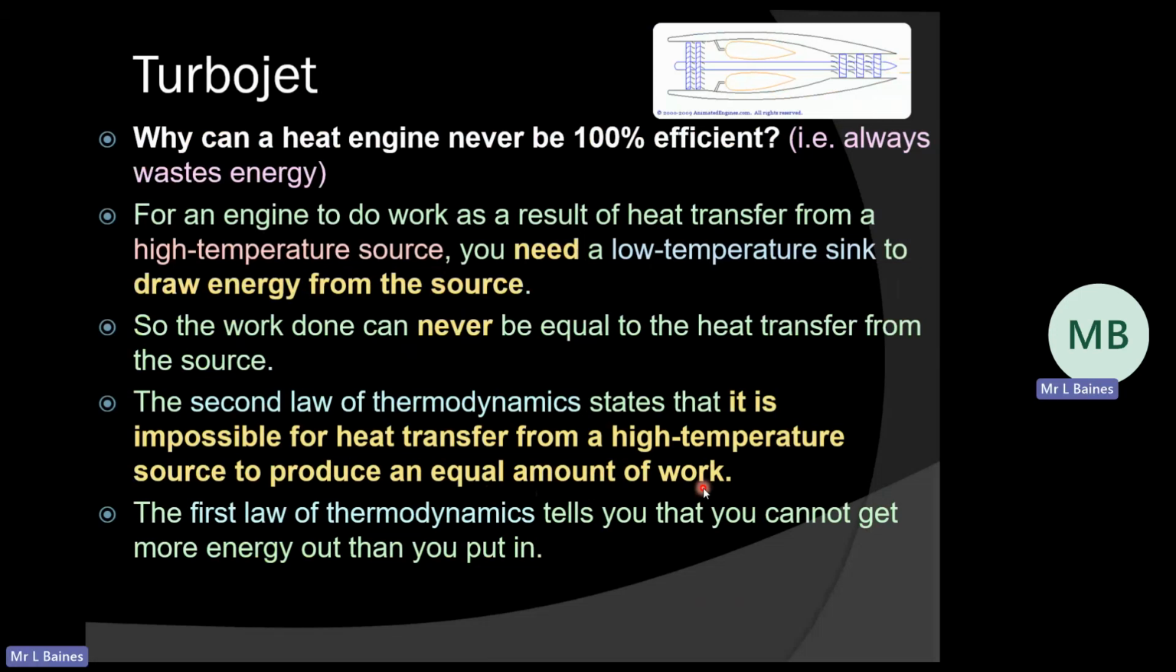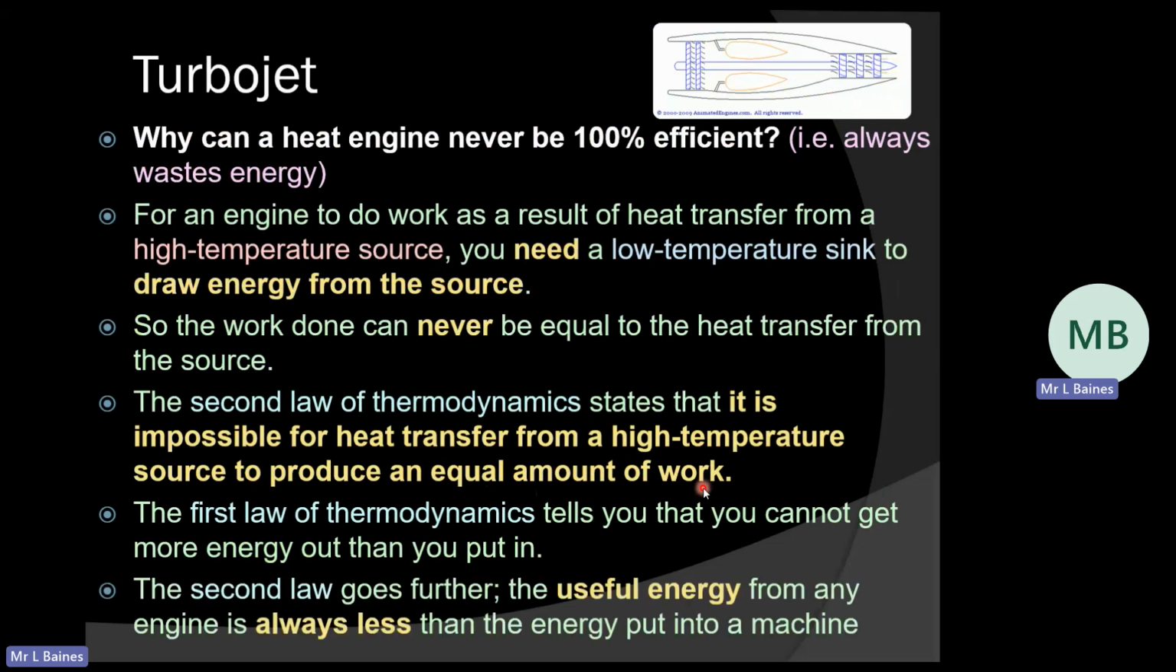Our first law of thermodynamics obviously tells us that we can't get more energy out than we put in. We had that equation: heat is equal to change in internal energy plus work. So we can't get more work out than we have heat going in. So the first law was a fairly simple one. The second law goes further in saying that useful energy is always less than the energy put into a machine. Now, that won't come as a surprise to you. If you've got useful energy, you're always going to get less energy out than you put into a machine. That's fairly straightforward.